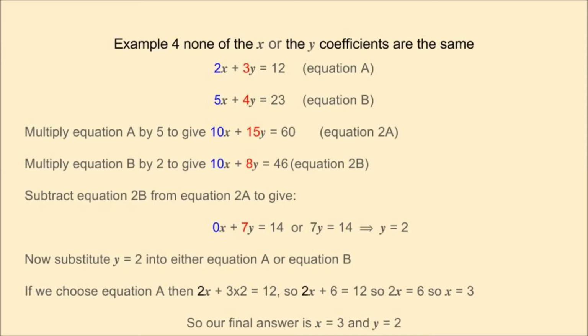We now need to substitute that back into equation A or B. Let's choose equation A. So that will give us 2x plus 3 times 2 equals 12. So 2x plus 6 equals 12. 2x equals 6, x equals 3. So our final answer is x equals 3 and y equals 2.